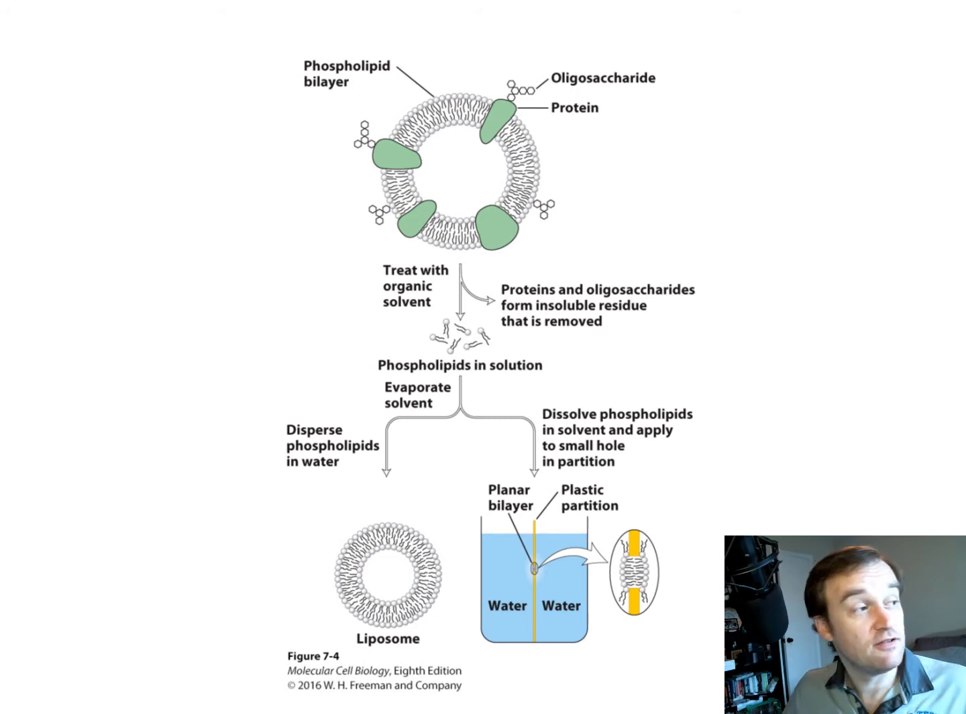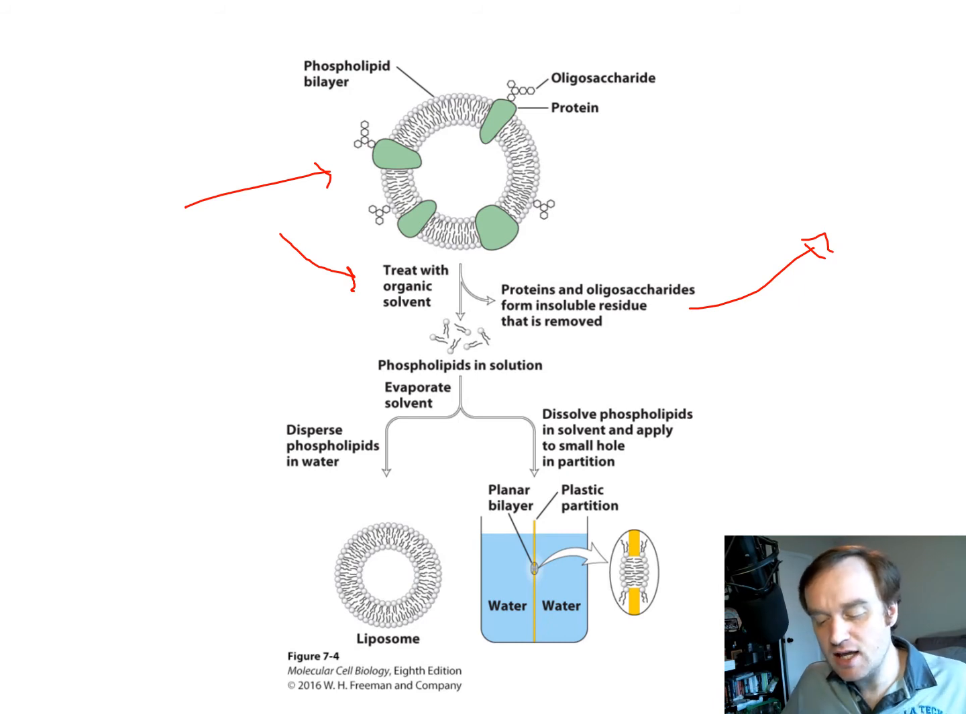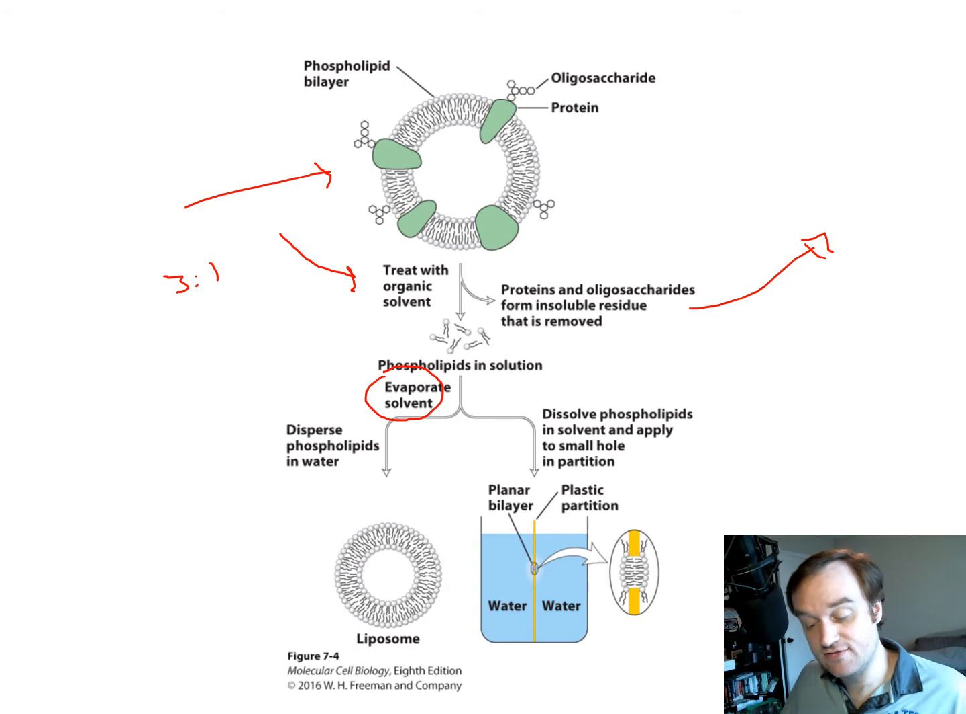Okay, what if we want to study phospholipid bilayers? So one thing that we can do is take our cell and treat it with an organic solvent. What that will do is break apart and solubilize the phospholipids and cholesterol, while the proteins and the carbohydrates fall out of solution, and then we can just throw those away. The organic solvent that we can use, an example would be a 3-to-1 mixture of chloroform and methanol. So they are hydrophobic or non-polar solvents that would dissolve this. And then we remove the solvent through evaporation. And once we do that, we've isolated only those phospholipids.